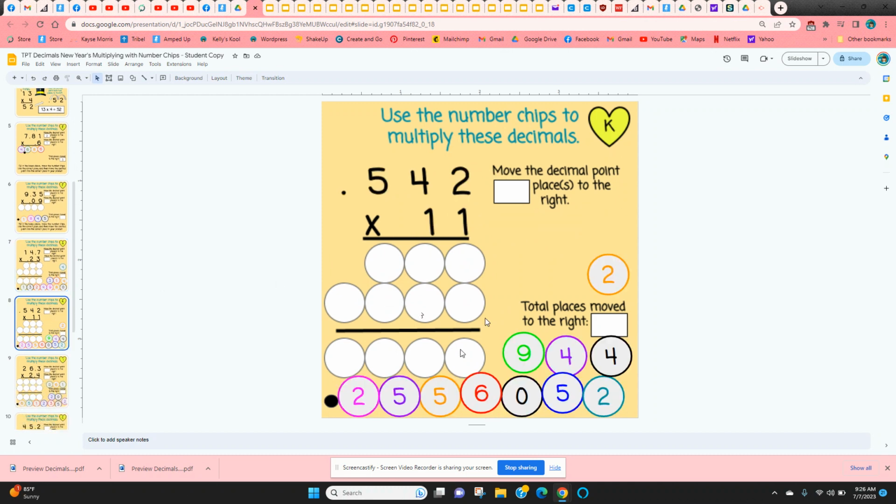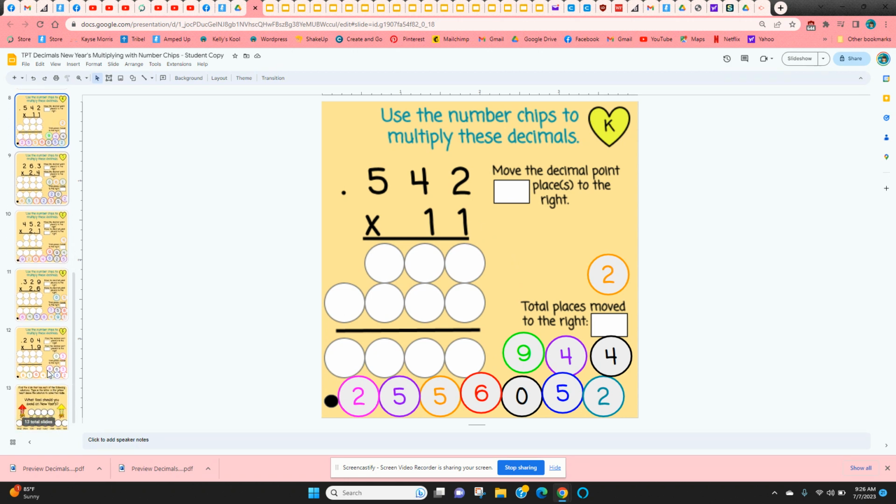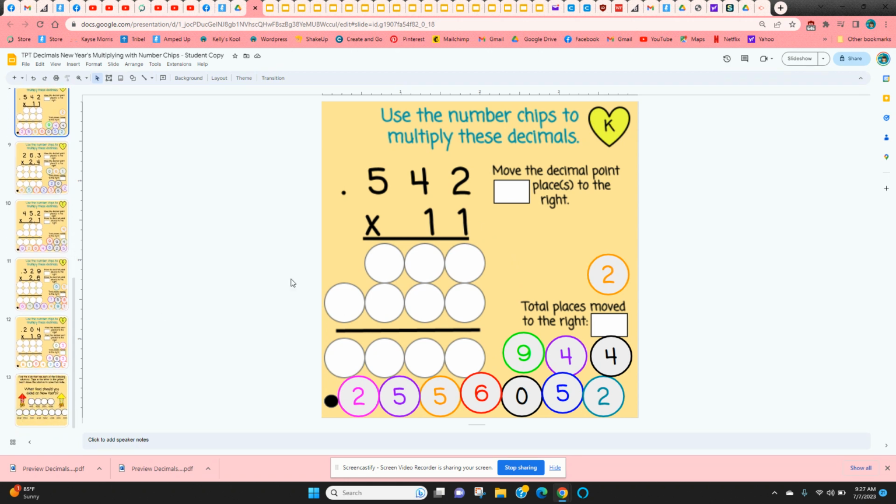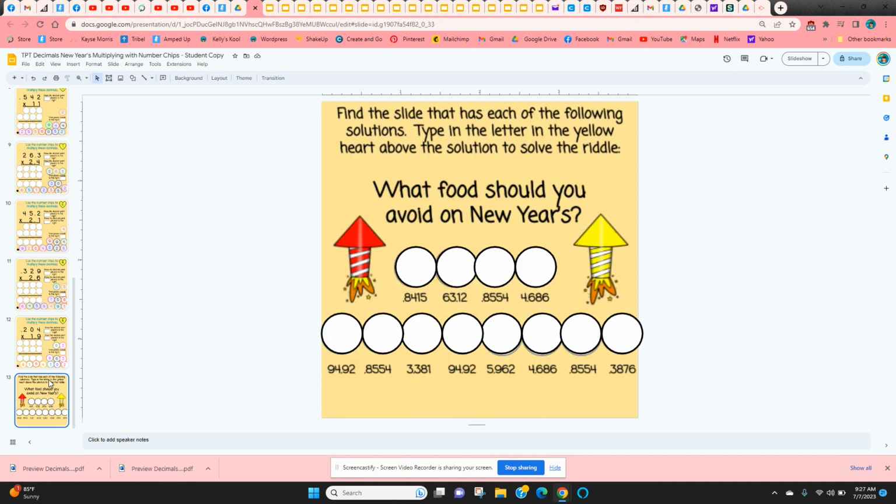So in these problems, if you get toward the end and your numbers aren't working, that means you've made an error somewhere and you need to go back and check. So several problems to practice. Also notice that in every slide, there's a yellow heart with a letter inside. That will help you solve the riddle at the end.